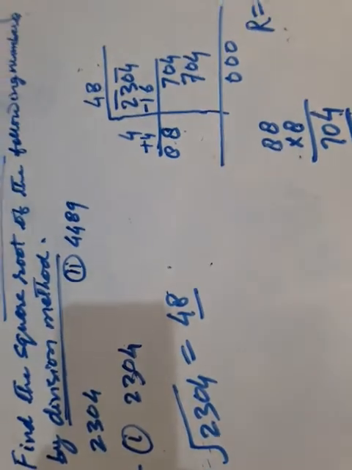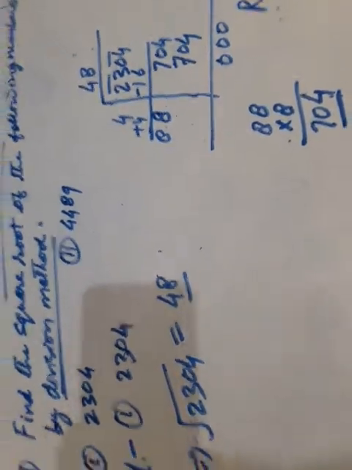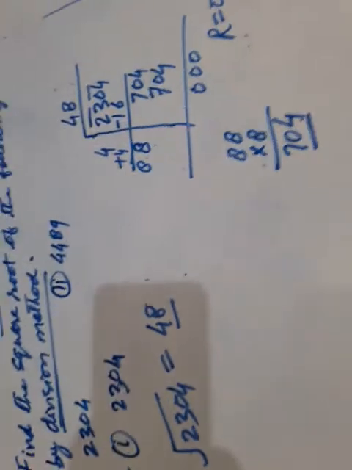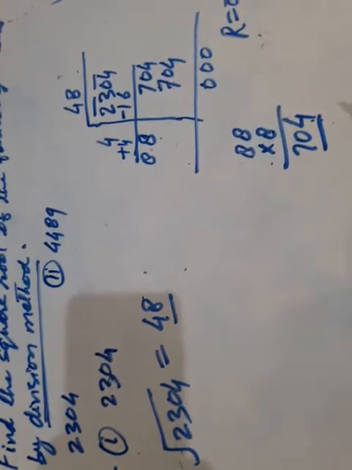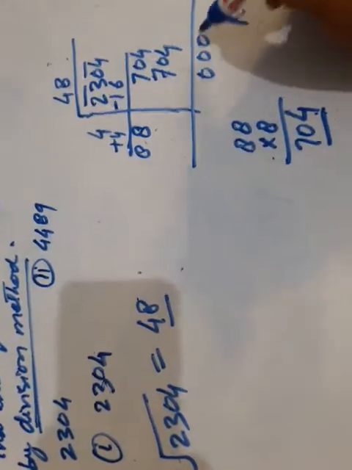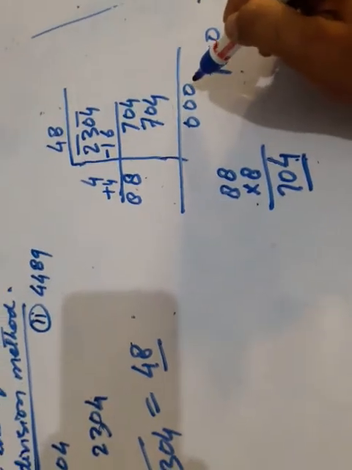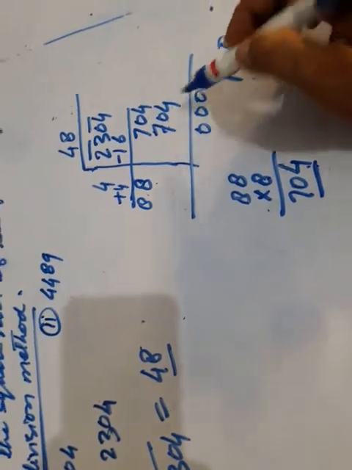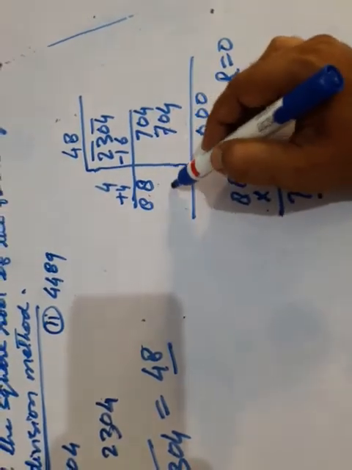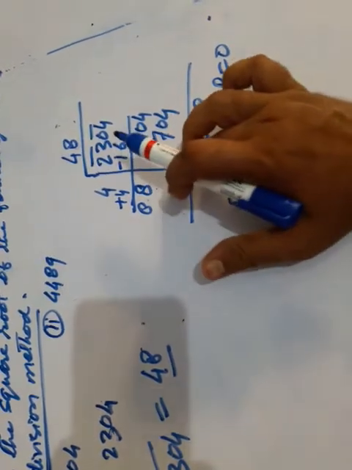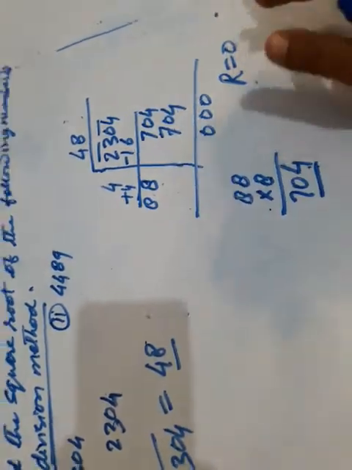Okay children, so this is how we have to find out the square root of the given number using the division method. Here, since there is no pair to carry down, we will not add 8 over there, otherwise 8 would be added over here also for the next divisor.